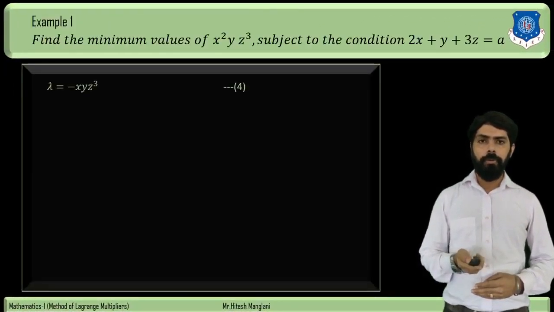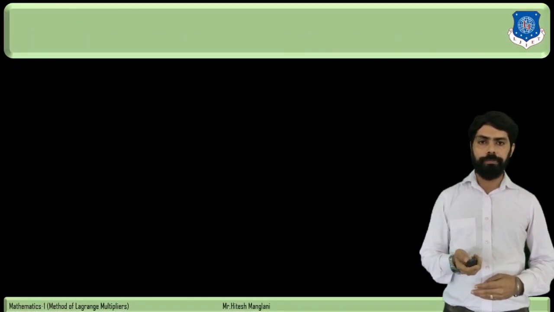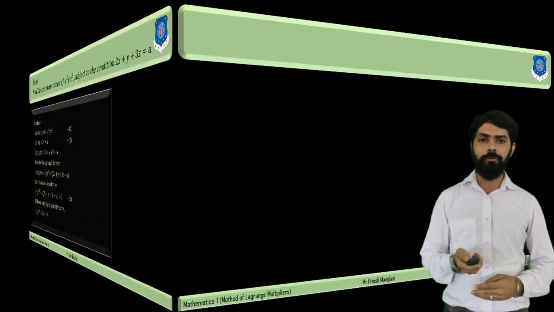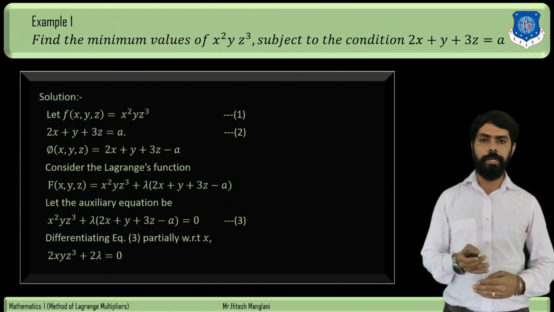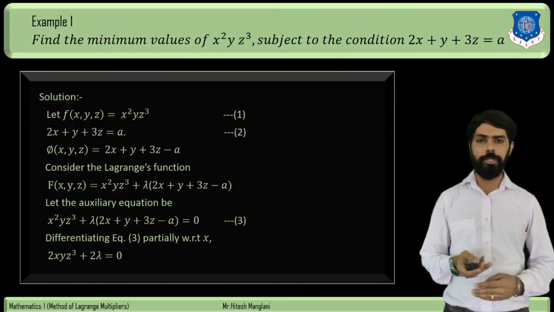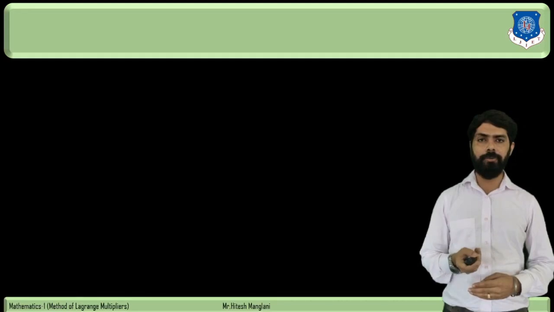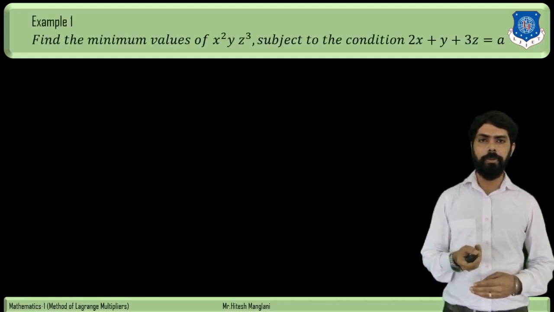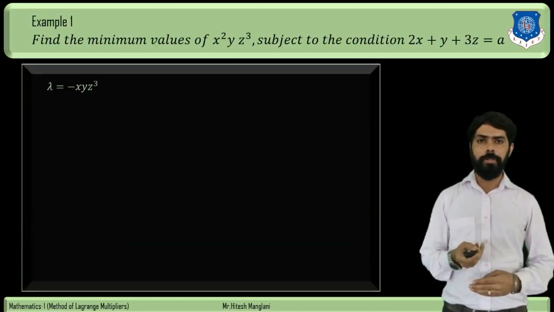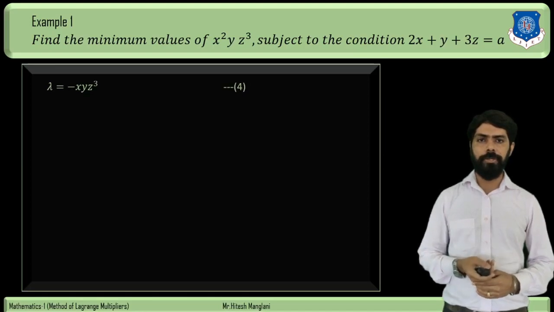Now from the previous equation, if we find the value of lambda, here 2xyz cube plus 2 lambda is equal to 0. Now 2 lambda is equal to minus 2xyz cube. Therefore, lambda will be minus xyz cube. Now, this is equation number 4.